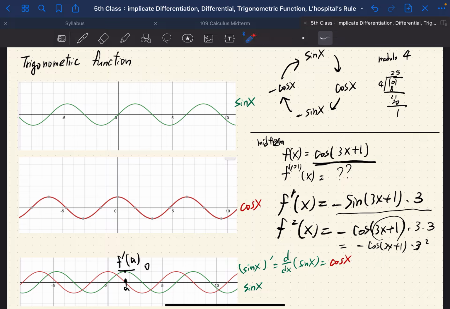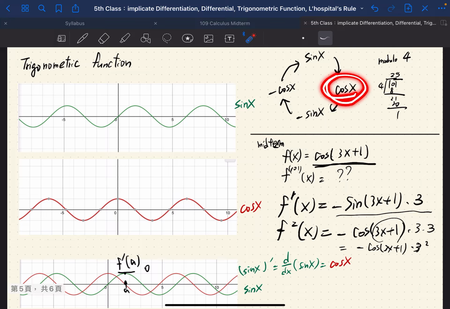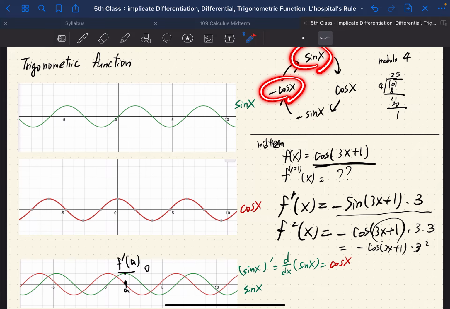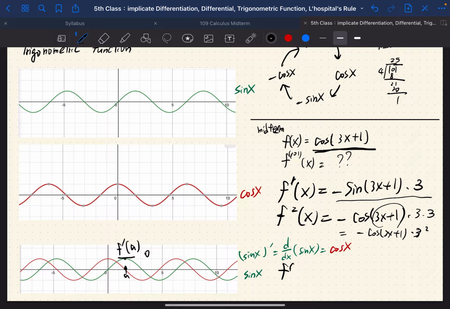So if we are here at the beginning, one time we go to here, second time here, third time here, fourth time here. So every fourth time we go back to cosine x. So if we take the fourth derivative of f of x, it will be cosine of 3x plus 1 times 3 to the fourth.